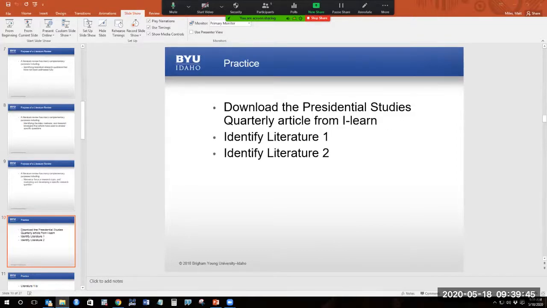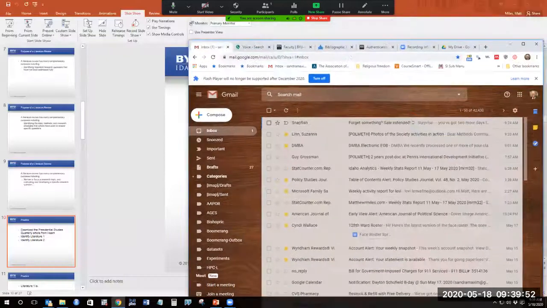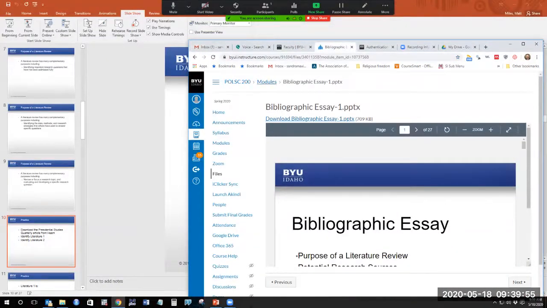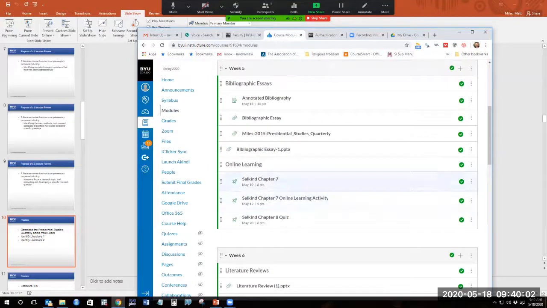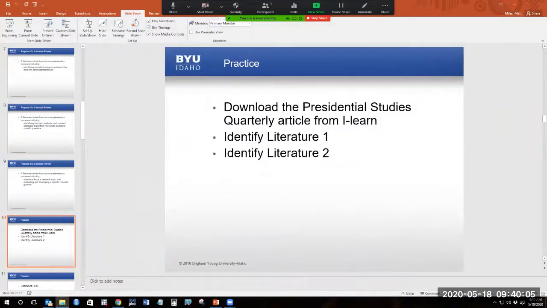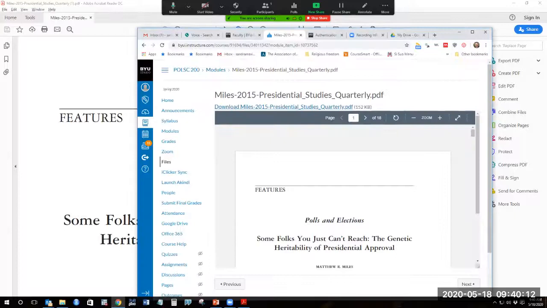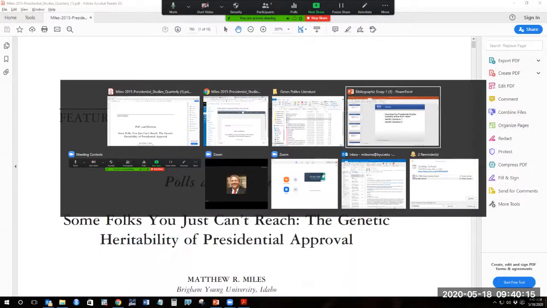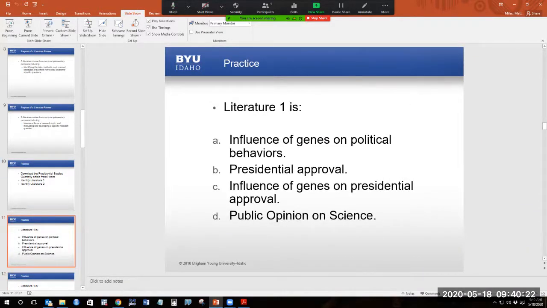So let's practice with this Presidential Studies Quarterly article that I wrote a while back. It's here in iLearn, and it's called Miles Presidential Studies Quarterly. Okay, so the question that I want you to look at: identify literature one, identify literature two. So literature one, is it the influence of genes on political behaviors? Is it presidential approval? Is it the influence of genes on presidential approval? Or is it public opinion on science?